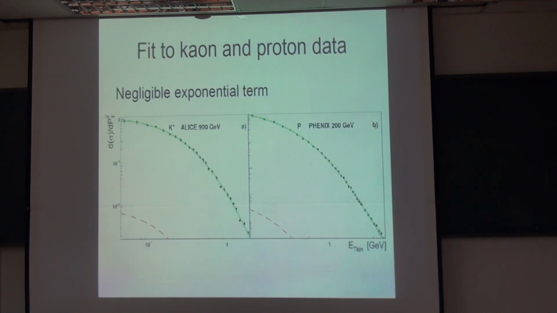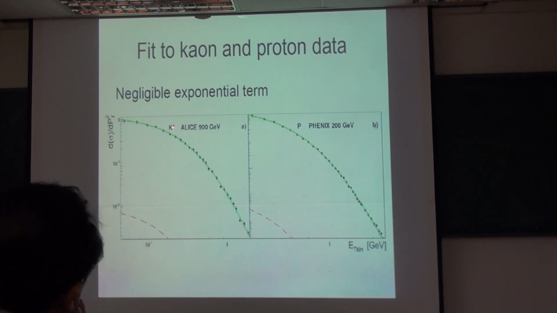So if you fit to the kaon and proton data, you can see that the green line represents the power term contribution, and this red line represents the exponential term contribution. It's less than 1%. So it means that in the kaon and proton spectrum, the curve is dominated by the power contribution. The exponential contribution is almost zero.